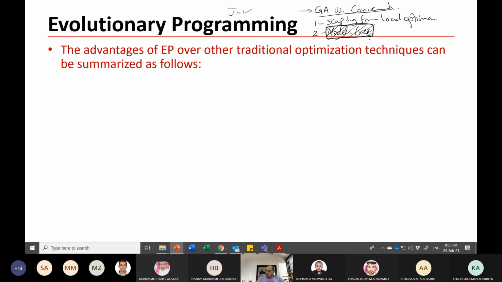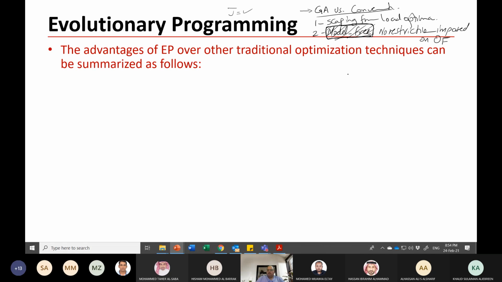Second, can it solve the complexity of the objective function? Yes, this is one: no restriction imposed on the objective function.